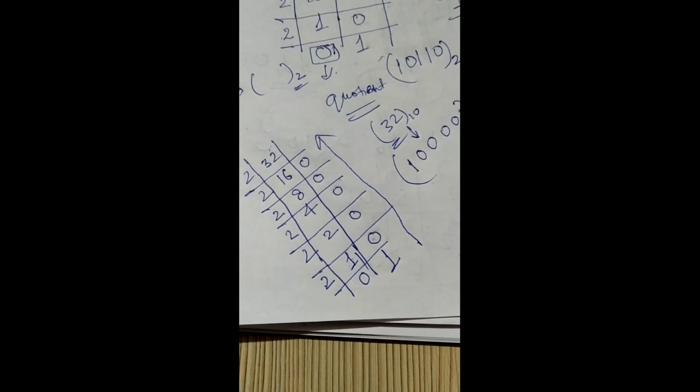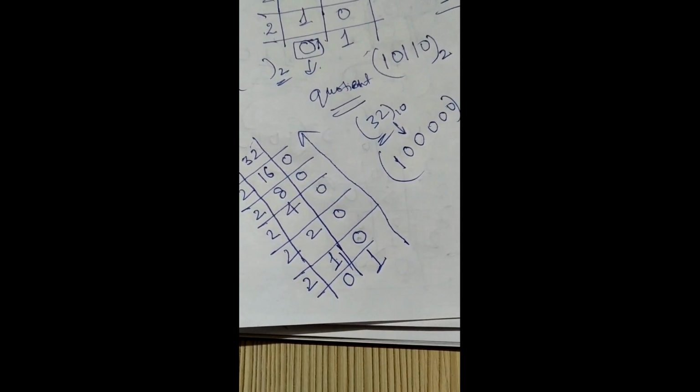So this is the way by which we can convert any decimal number into the binary equivalent.